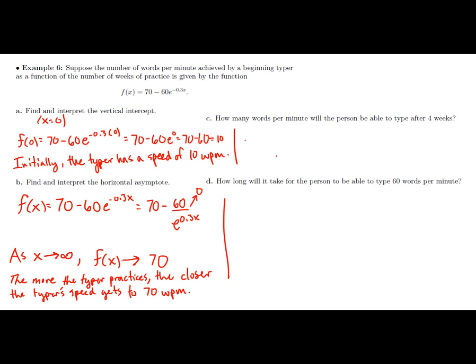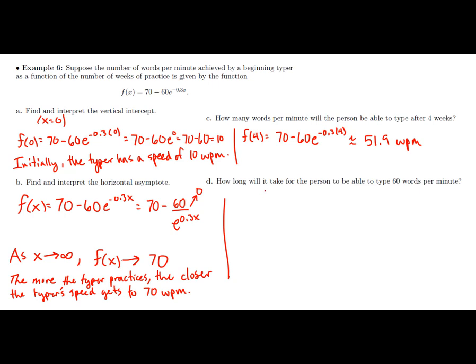All right, so now let's look at part C. It says, how many words per minute will the person be able to type in 4 weeks? Notice that this is a function of the number of weeks, so 4 is what belongs in there for the x. So I'm just saying f of 4 is 70 minus 60 times e to the negative 0.3 times 4. And we can just type that in the calculator and we get 51.9 words per minute.